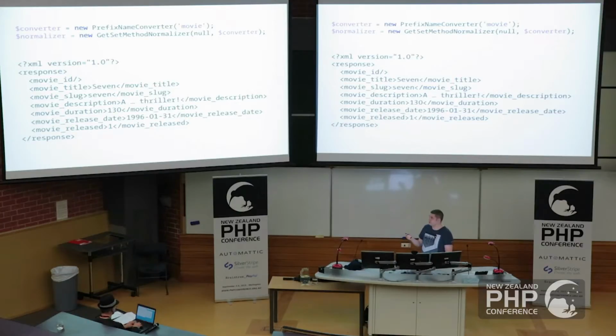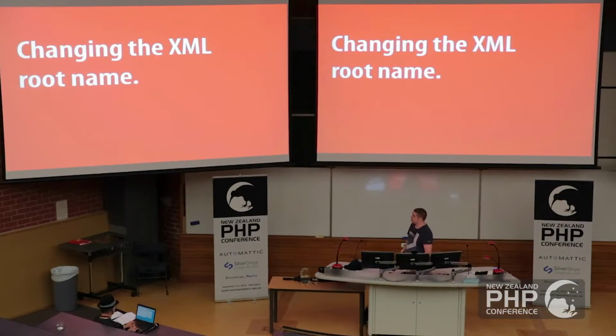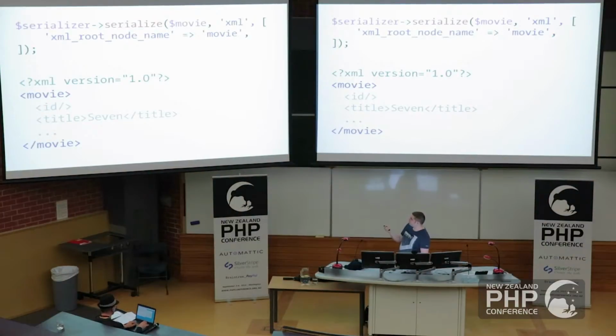If you are in XML, as you can see, the response tag here, by default it's called response, but of course you can change it if you want. If you want to change this XML root name, when you serialize your movie instance, you can give it an option called XML root node name, and you can change these root node names. So in this way, I want response to be turned to movie, which is more convenient for my XML outputs.